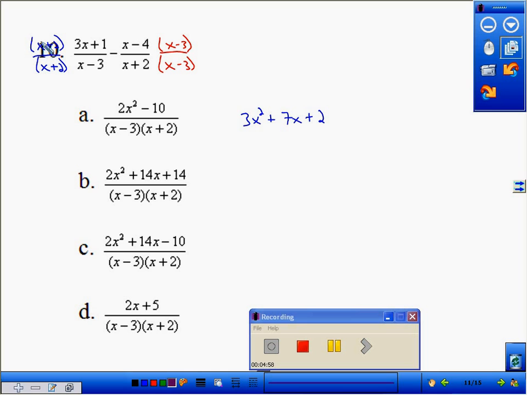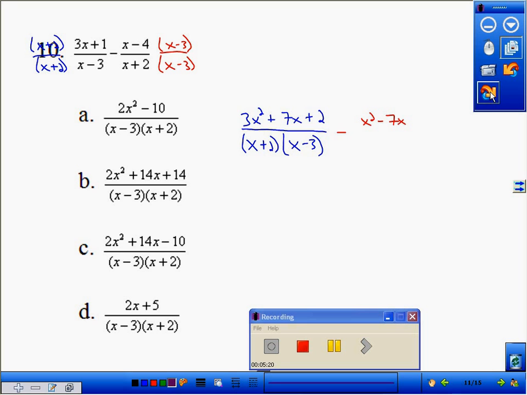This is because we FOIL or use the box method. X times 3x is 3x squared. X times 1 is 1x. 2 times 3x is 6x. Together that's 7x, and then 2 times 1 is 2. So we have 3x squared plus 7x plus 2. We can just leave x plus 2, x minus 3 on the bottom like it is.